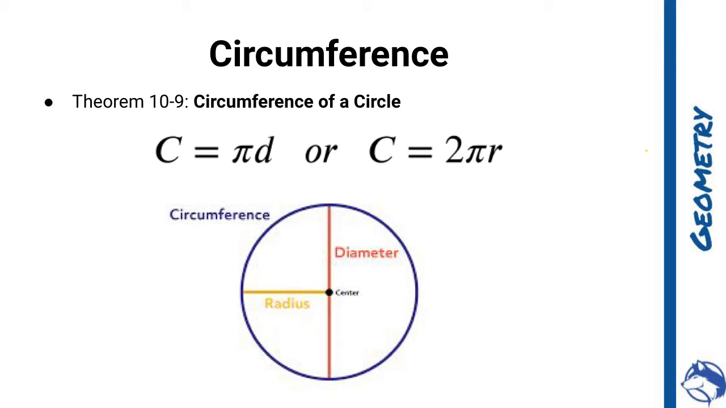Okay, so now we're talking about the circumference of a circle. The circumference of a circle is pi times the diameter, or we could do pi times 2 times the radius. So we would write this as pi d or 2 pi r. Remember the diameter is 2 times the radius, so all we're doing is substituting that in to give us the two different formulas that we have there.